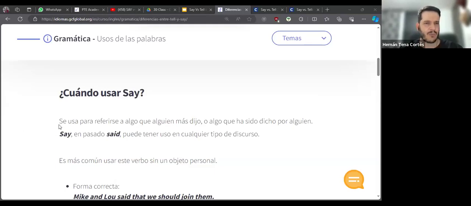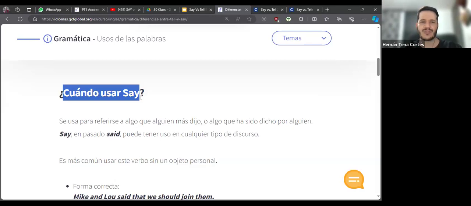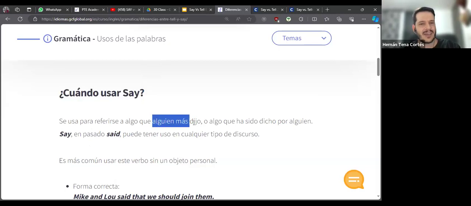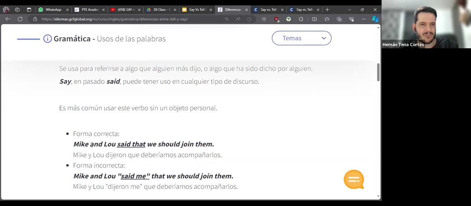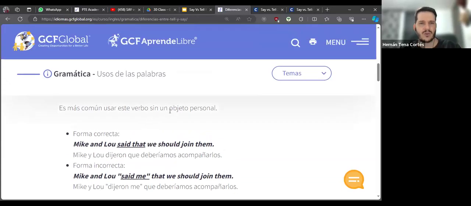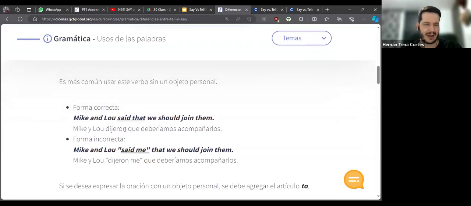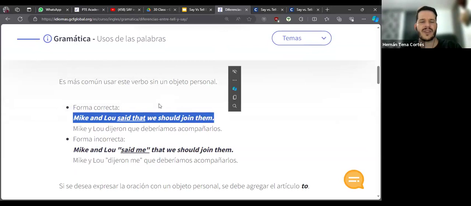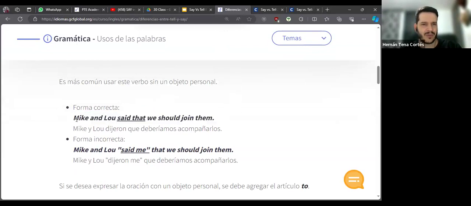Let's say that when we use say, guys, cuando usamos say, lo utilizamos para referirnos a algo que alguien más dijo o algo que se ha dicho por alguien. We can use this, and when we use say, no usamos lo que es un objeto personal, pero ya voy para allá. No se preocupen por la gramática o los nombres de la gramática. Here are some examples. Mike and Lou said that we should join them. Aquí estamos informando algo que dijo Mike y Lou.